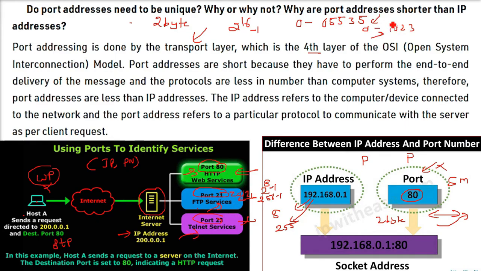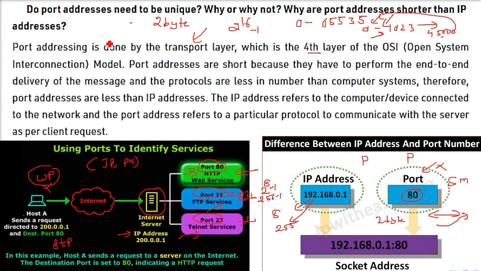Port numbers from 0 to 1023 are already fixed. For example, port number 80 is fixed for HTTP. Whenever you get a port in your operating system for any service, you will get one above 45,000 till 65,000, because 0 to 1023 is already fixed for various services. For example, the HTTPS port number is 443. So port addresses are short, as you just saw, because these services are fewer, the protocols are fewer.